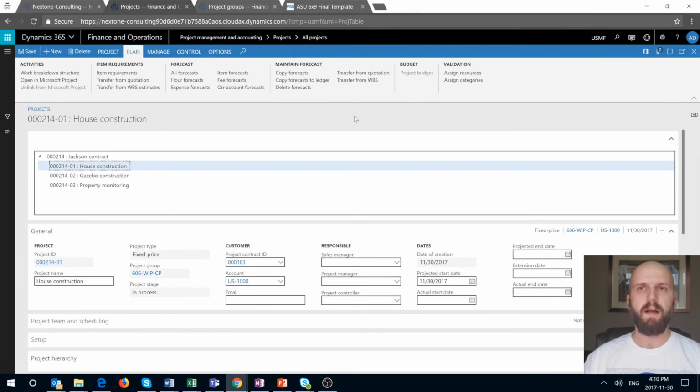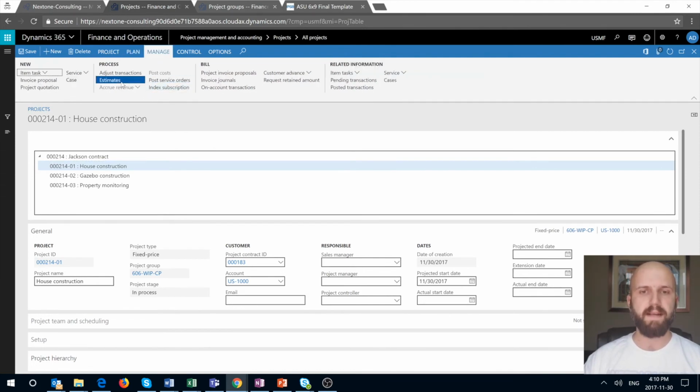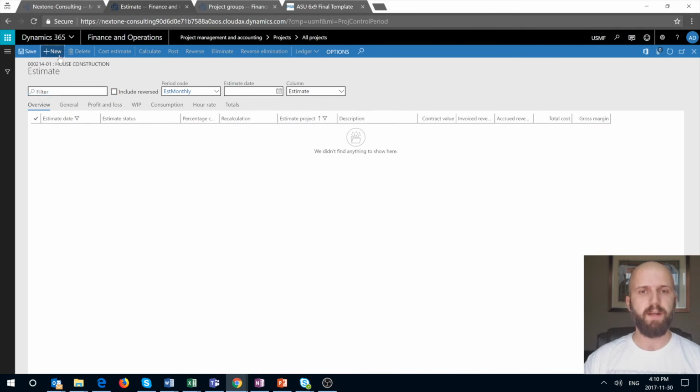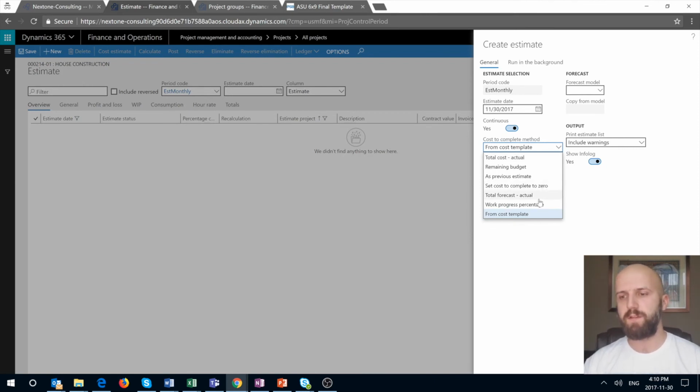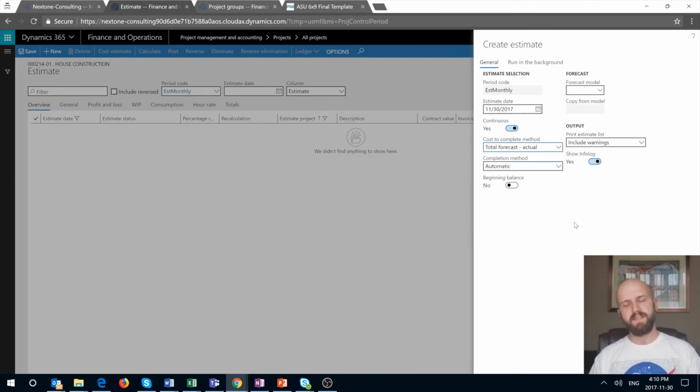So let's take a look at how the revenue is recognized in this principle. I'm going to navigate to my estimate screen and generate a new estimate. It's going to be for the month ending in November. And the principle that I will use here, which again, there are a lot of blogs that explain how percentage completed is calculated, I will use the total forecast versus actual. So the system will compare the total forecasted cost to the actual cost to determine the percentage completed. And I will use the completion principle as automatic.